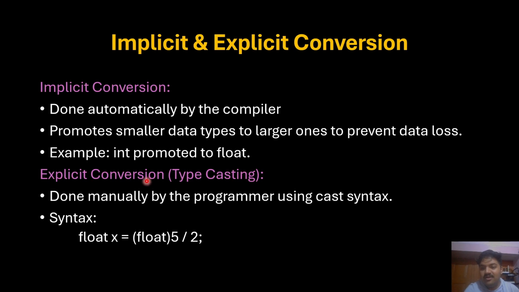Whereas explicit type conversion is done manually by the programmer using cast syntax. So we will see what this cast syntax is. We have a float variable x that is equal to 5 by 2. We can see here 5 by 2, but both are integers. So how will it be converted to a float? We will convert it to a float. So we have explicitly cast it to a float.